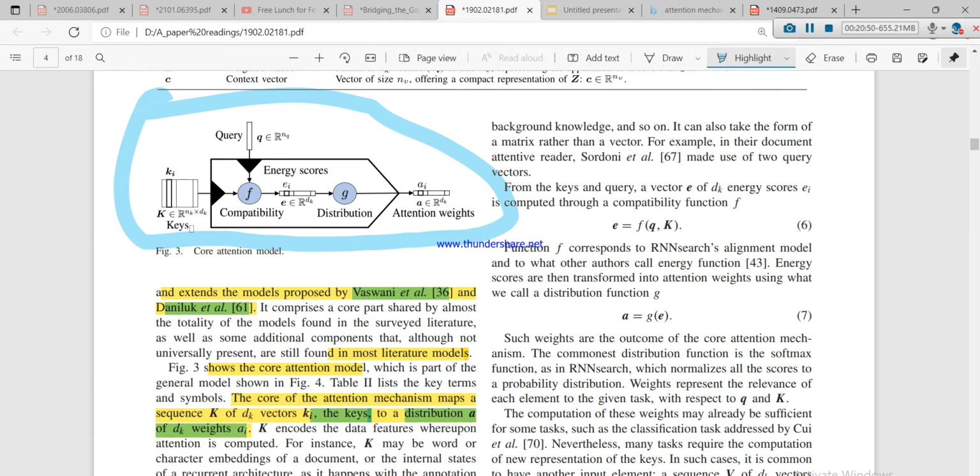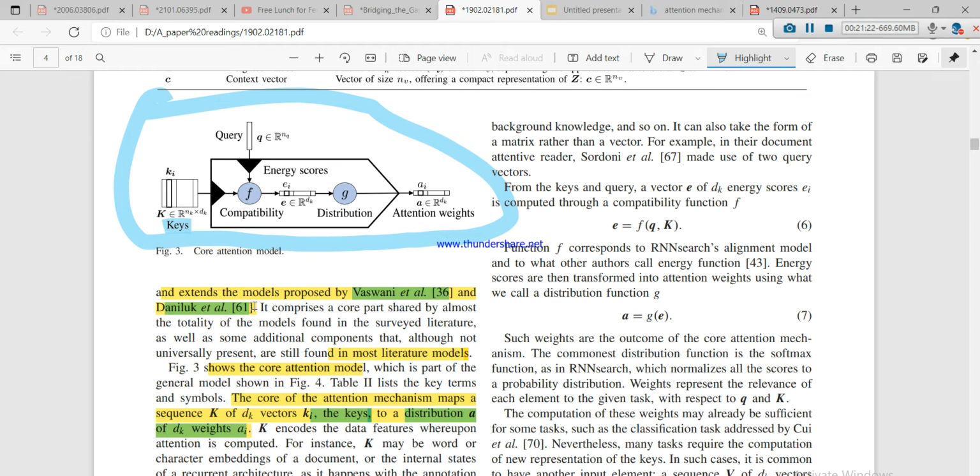So here you can see this. This is keys, all keys are here, and this is a dimension nk into dk, and it maps to the distribution A of dk. So here is distribution A of dk. So that mapping is happening here. So k encodes the data features.